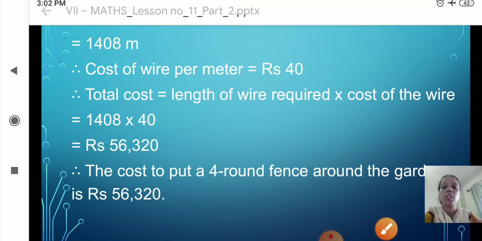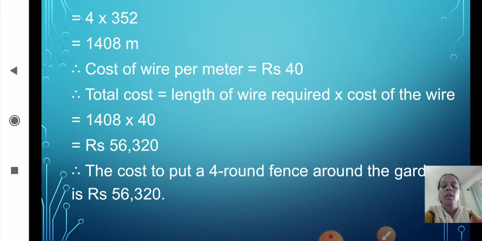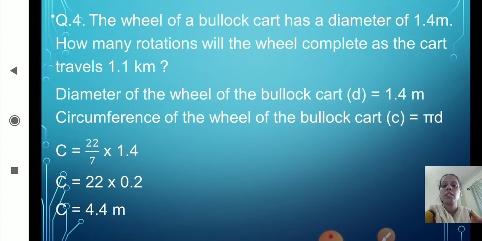This was question number 3 from practice set 42. Now we will see question number 4 from practice set 42. Okay, this is question number 4. The wheel of a bullock cart has a diameter of 1.4 meter. How many rotations will the wheel complete as the cart travels 1.1 kilometer? Now the diameter is given, so you will find the circumference first using the formula pi d. You will not use the formula 2 pi r as the diameter is given, so you will use the formula pi d. Okay, so let's start now.